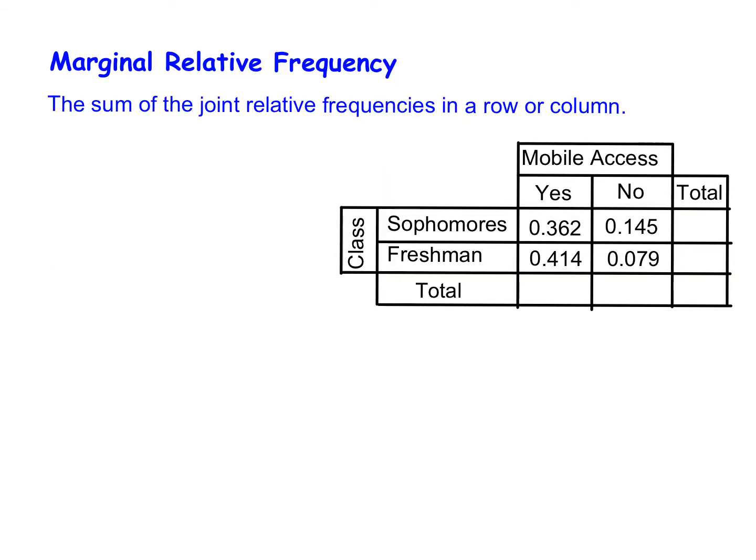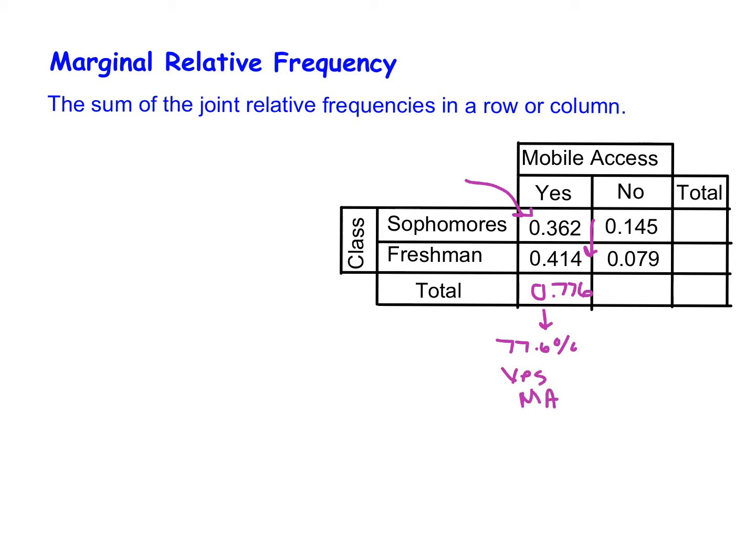Now, the marginal relative frequency is the sum of the joint relative frequencies in each row or column. So you'll notice here that I took our joint relative frequencies from the previous slide and put them into the table so we can see those percentages there. And then our marginal relative frequencies occur if we add straight down. So if we add 0.362 plus 0.414, we find 0.776. This marginal relative frequency tells us that 77.6% of students said yes to having mobile access.